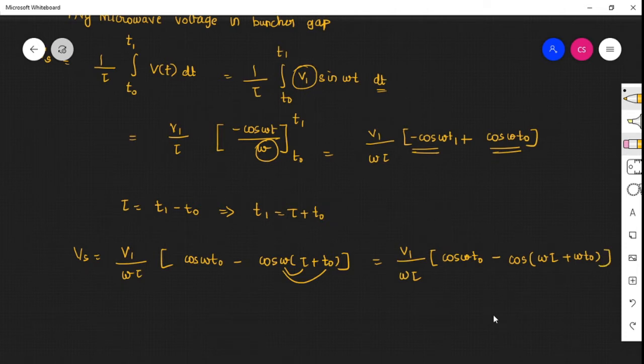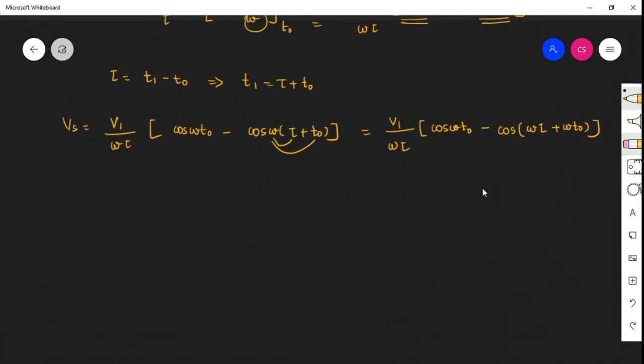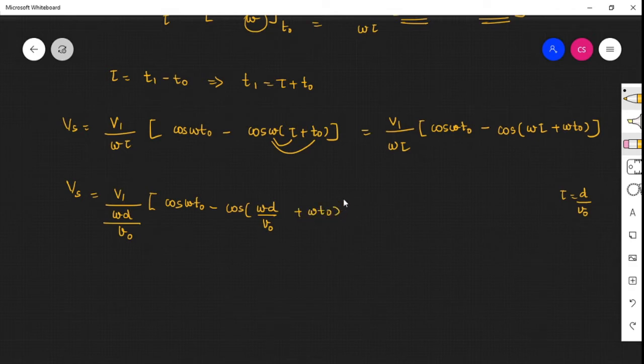Fine. And we know that tau is equal to distance by velocity. Time is distance by velocity. So Vs can be written as V1 divided by, we can write it as distance by velocity into cos of omega T naught minus cos of omega d by V naught. I am substituting time is equal to distance by velocity in this equation plus omega into T naught.